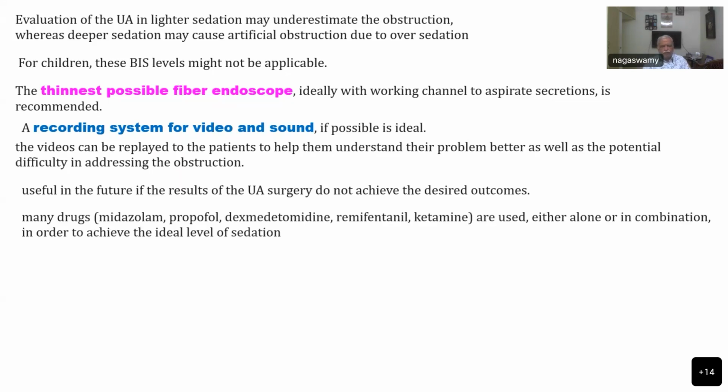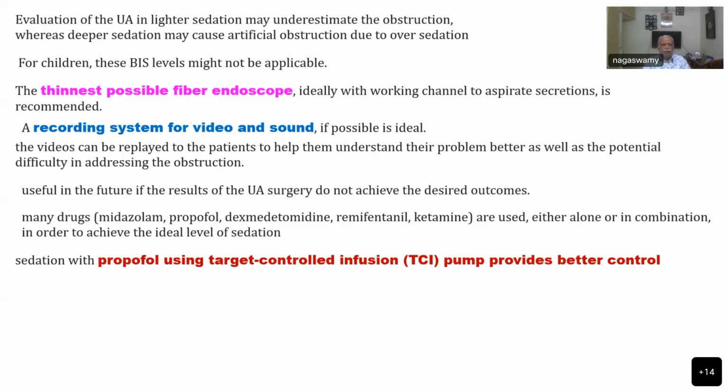And for inducing sleep, you can use midazolam, propofol, dexmed, remifentanil, ketamine. All these things have been used. But propofol with TCI is supposed to be the best one. So I'll tell you about that. Propofol using a target control pump provides better control.